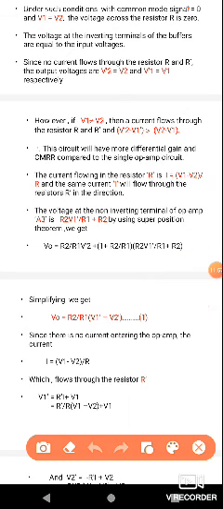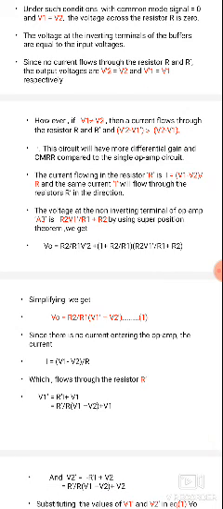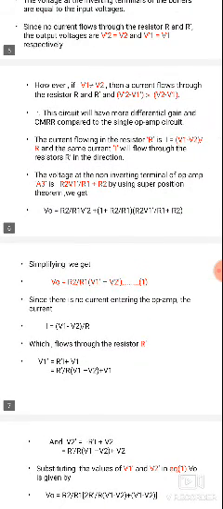When V1 is not equal to V2, V2 dash minus V1 dash is greater than V2 minus V1. When no current flows, V2 dash is equal to V2 and V1 dash is equal to V1. When current flows, V2 dash minus V1 dash is greater than V2 minus V1. Therefore, the circuit will have more differential gain and more CMRR compared to the single op-amp circuit.